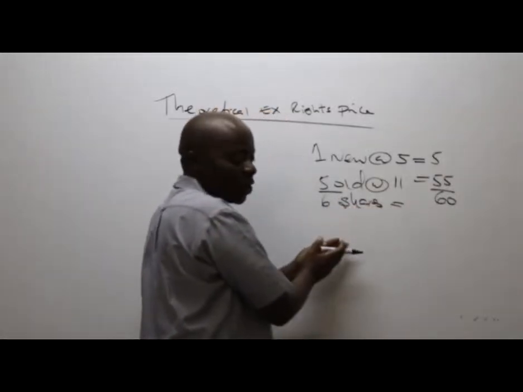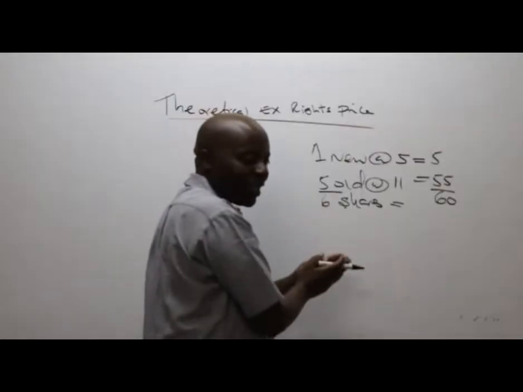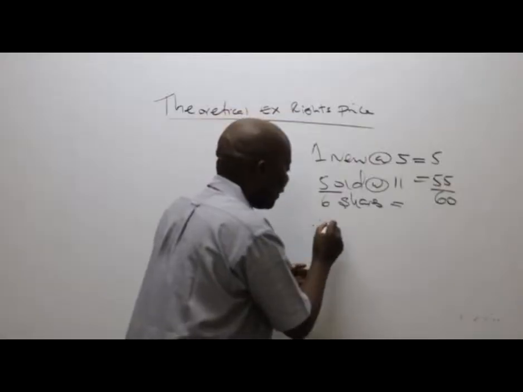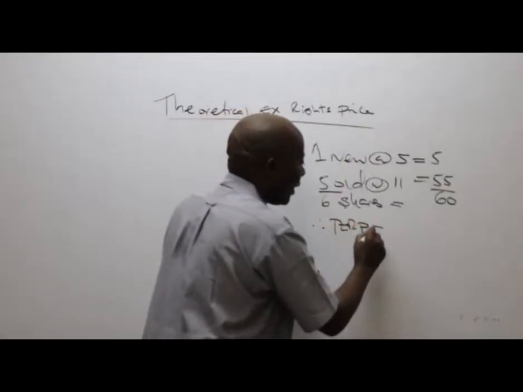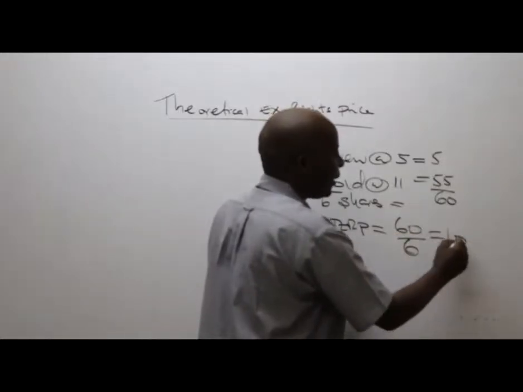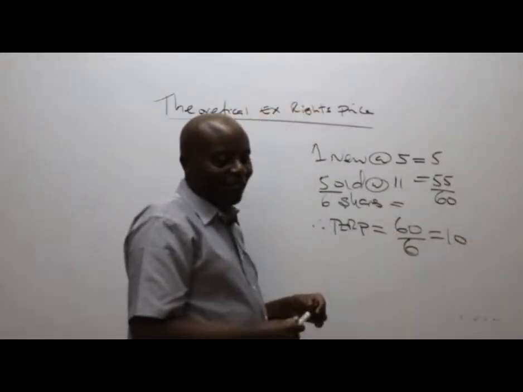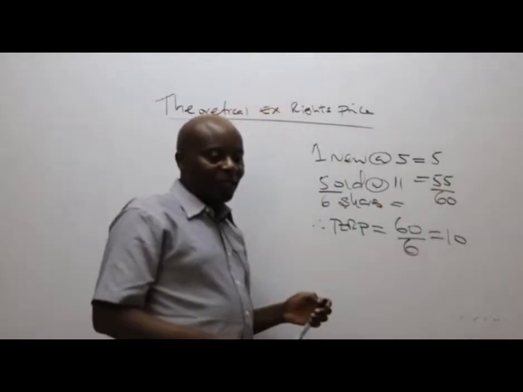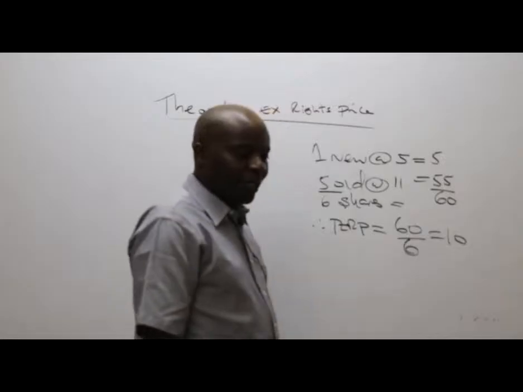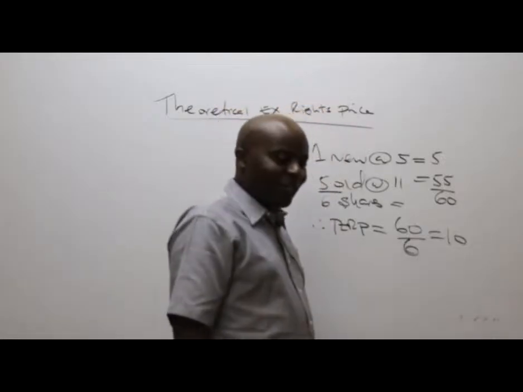Then how about 1 share? Once you give us that 1 share, then you are giving us the theoretical X-rights price. Therefore, the theoretical X-rights price here will be 60 divided by 6, which gives us how much here? Somebody said 10. The theoretical X-rights price is 10. That is so important to me.